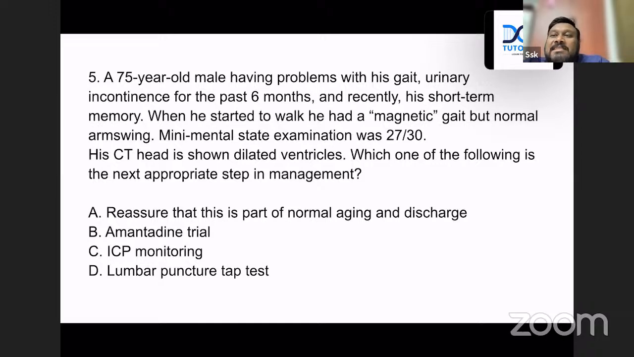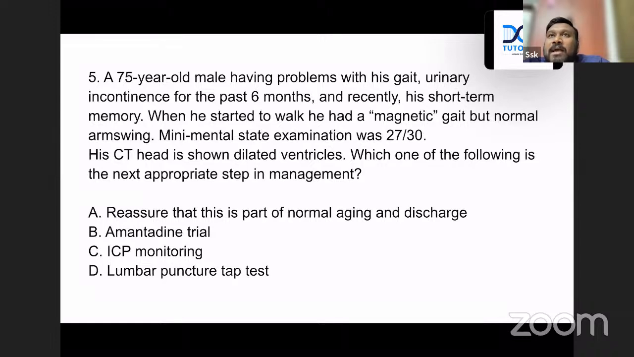And the most resistant to recovery will be the urinary incontinence. Even after successful shunting, the last to recover will be the urinary incontinence. And similarly, the gait will be the first one to recover very early. So what is the next appropriate step? Once you establish the diagnosis of NPH, the next thing is to confirm that it is NPH. How do you do it?